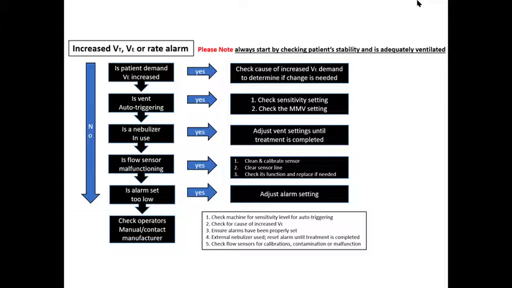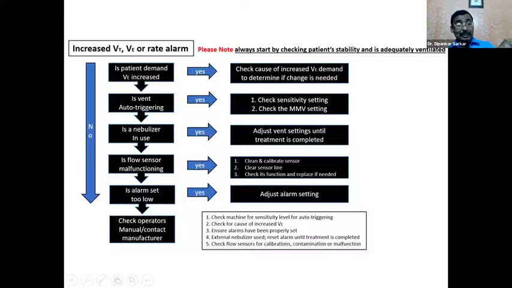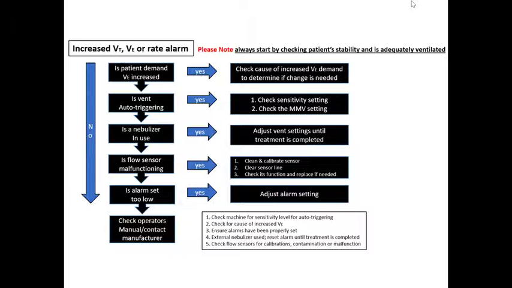Now, the worst part: is the flow sensor malfunctioning? If you suspect this, you call the facility, and in the meantime, you put the patient on a vent circuit. Is the alarm set too low? Adjust the alarm setting properly. Okay, so this is how you should go about it.